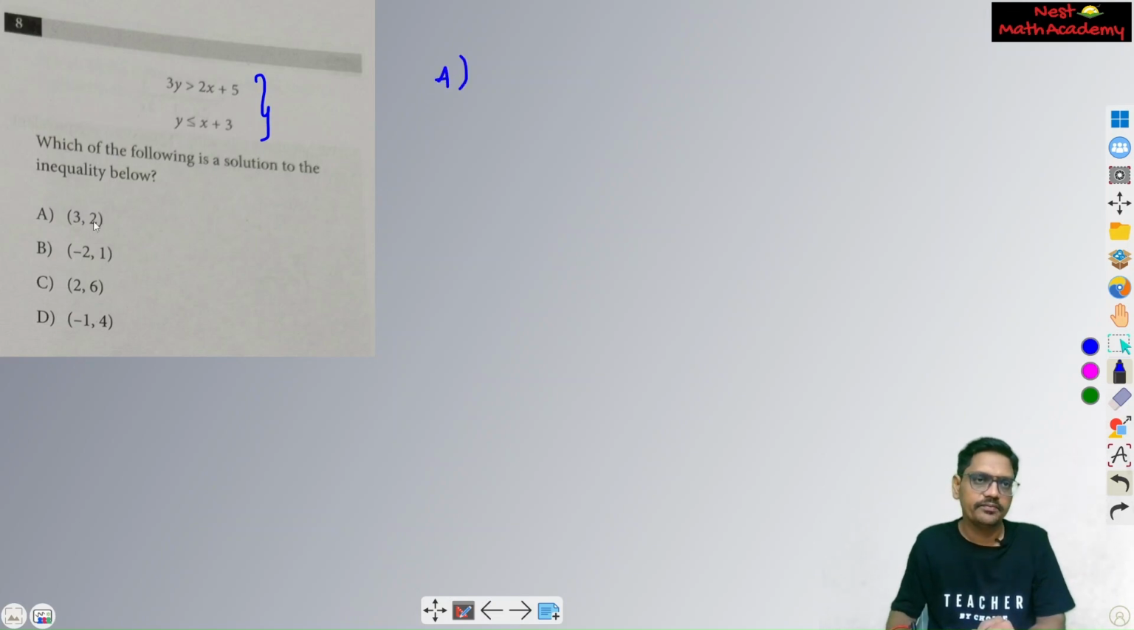Let's say option A. Substitute this (3, 2) in here. This is x and this is y. 3 times y, y is 2 here, is greater than 2 times 3 plus 5. 6 is greater than 11, which is wrong. This is not correct. So it's a false statement. So option A is not right.